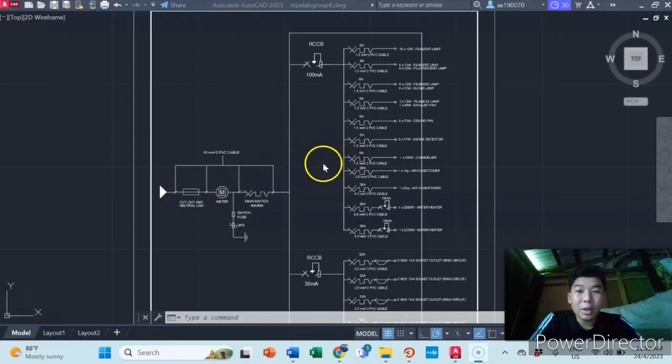For this part, we divided it into two parts, which is for the load appliance and the socket outlet section. So in the electrical appliance section here, we are using the RCCB of 100 milliamp. This is for the safety protection of the load, because it is important to note that RCCBs are critical safety devices that protect against electric shock and fires. So we are using RCCB of 100 milliamp.